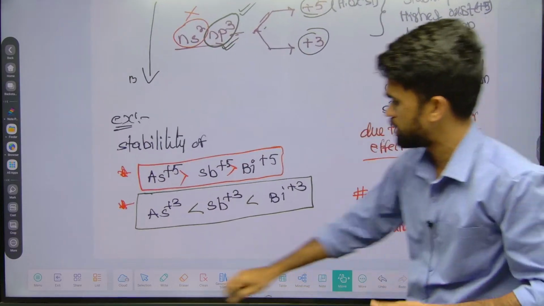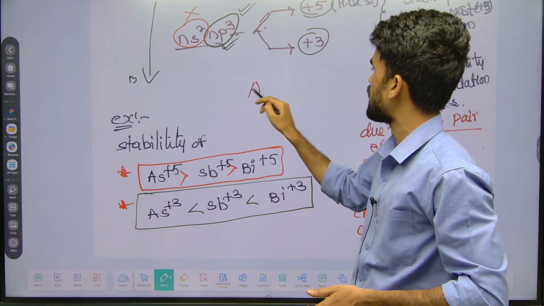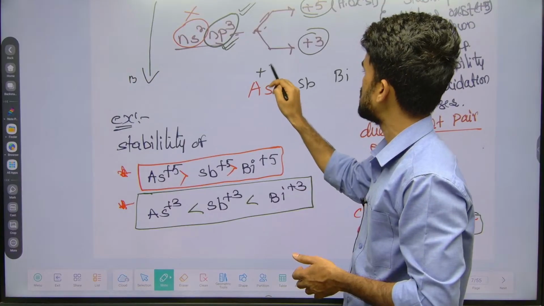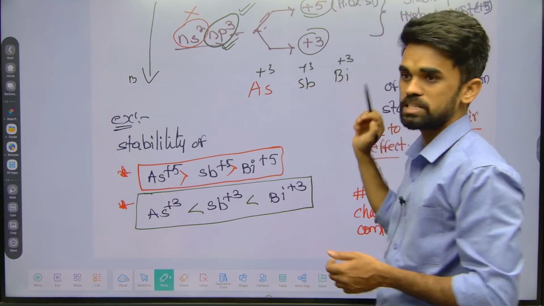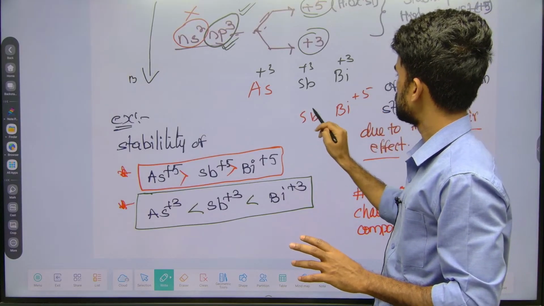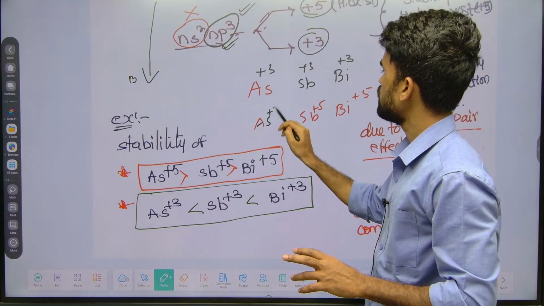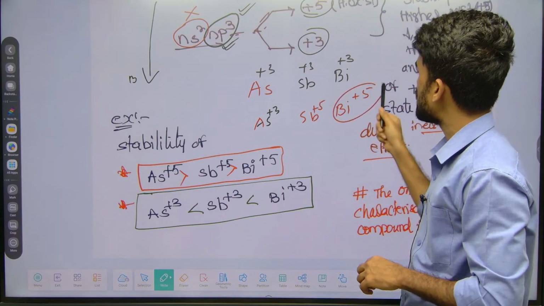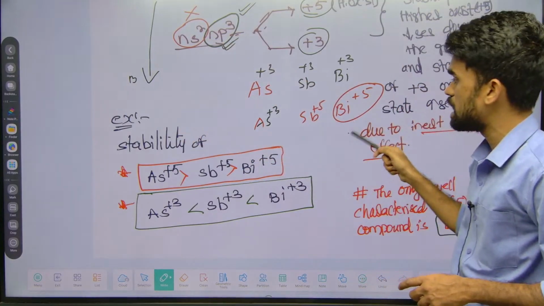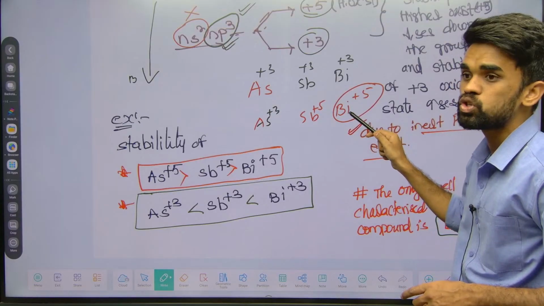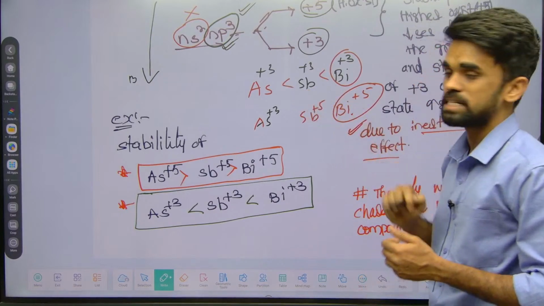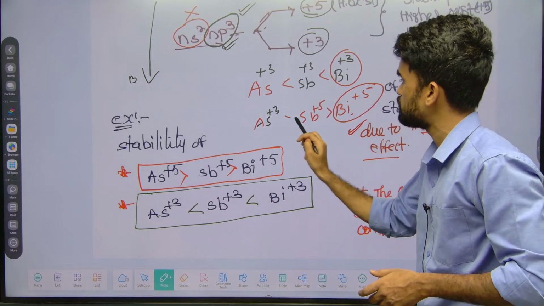So now if I show you two ions, what will be the order? Already I have mentioned the order. Down the group we have arsenic, antimony, bismuth. What happens to the stability of +3, the lower oxidation state? There are two oxidation states, +5 and +3. Down the group, the inert pair effect increases, so +5 is least stable. So bismuth wants to show what type of oxidation state? Only +3. So down the group, +3 oxidation state stability increases and +5 oxidation state stability decreases.